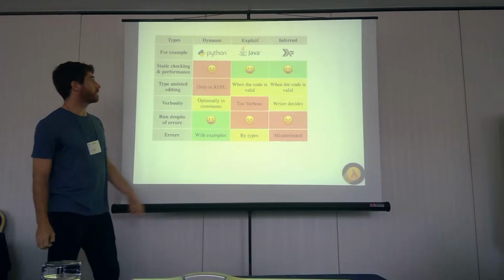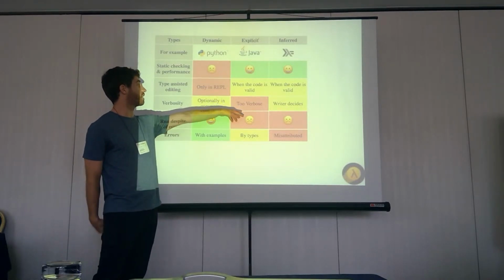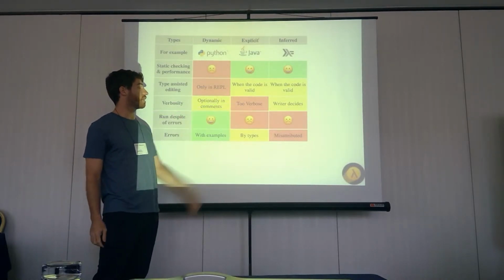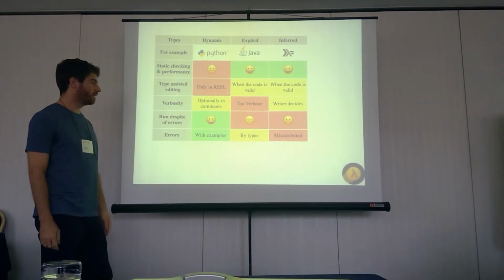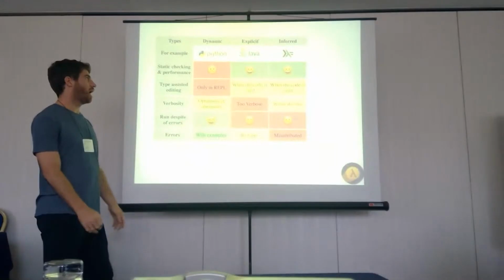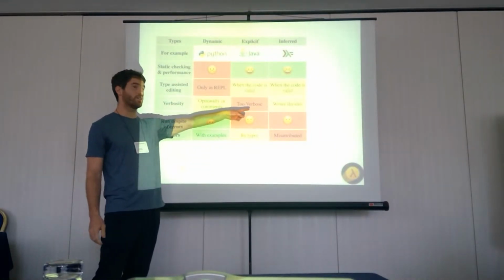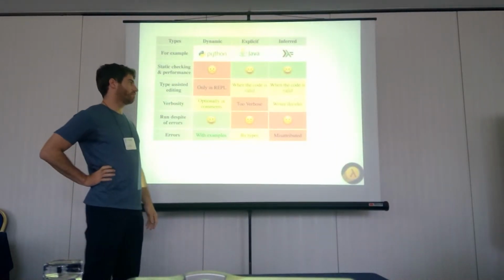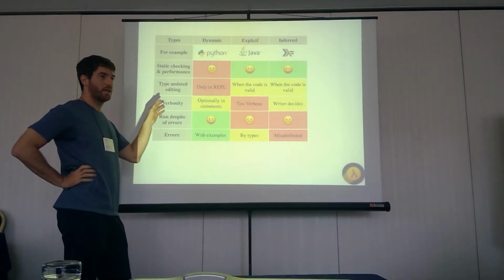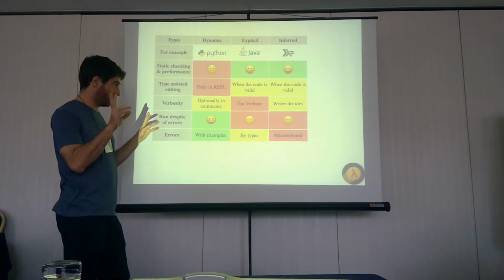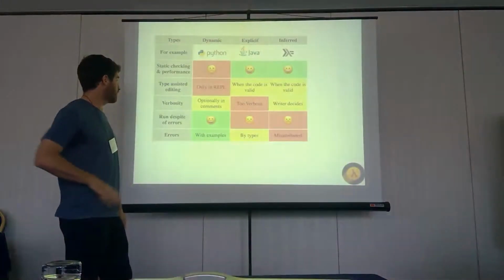Now, a big problem with explicit static typing, like in Java or C++, is that it's really verbose when compared to Python, which is delightfully concise. With inferred languages, it can also be concise, but the writer may choose to add some types because they help readability or help communication.